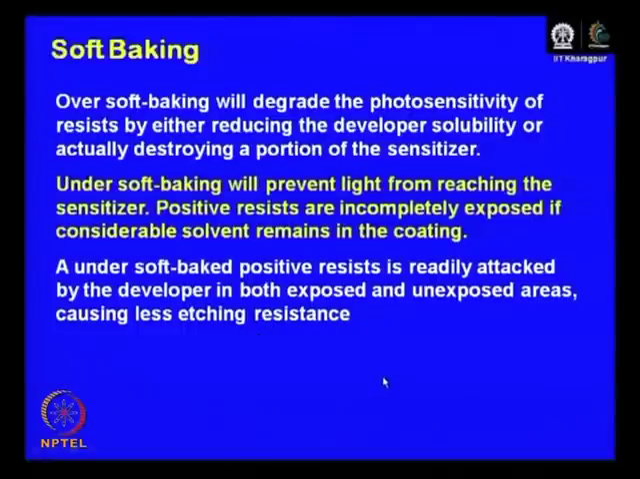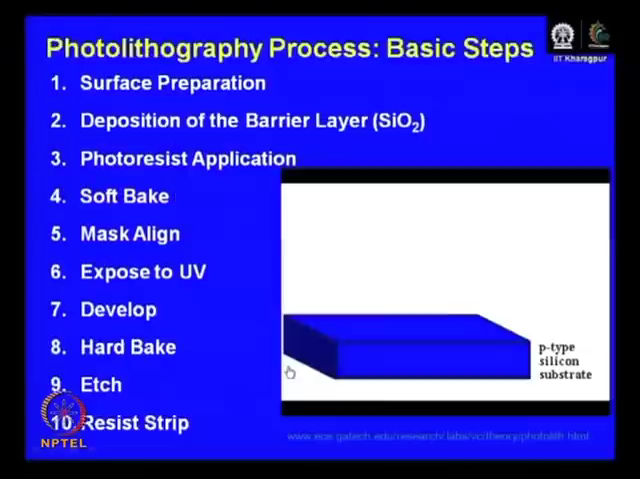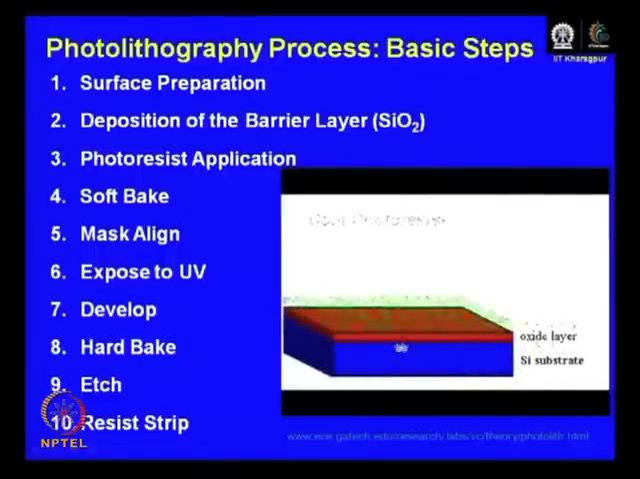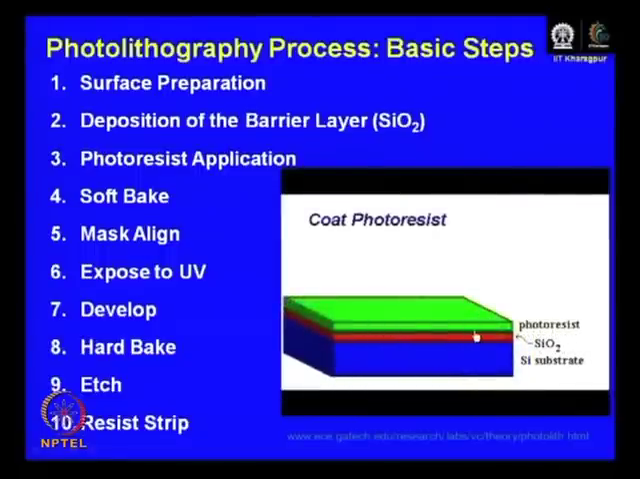So, soft baking is not only an important step, but controlling the time or the extent of soft baking is also extremely important for subsequent processing. Now, if we look back at this particular animation, let us see what we now understand at this stage. You start off with a p-type silicon wafer or a doped silicon wafer, you grow the barrier layer, you coat the photoresist. So, now we understand what it means.